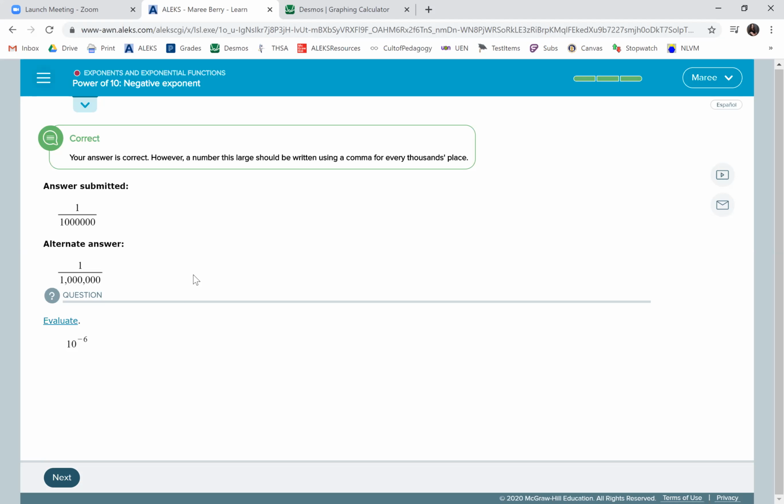So those are the two different types of questions they're going to ask. They're either going to have the number with the negative exponent, and then you write it as a fraction, or they'd have it as a fraction, and you're going to write it as a power of 10. So that's the end of the lesson.